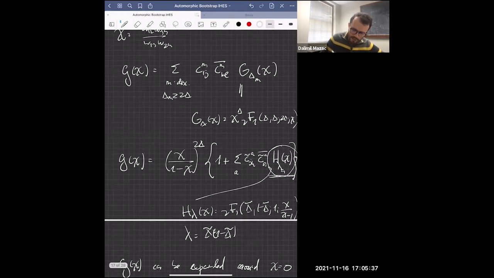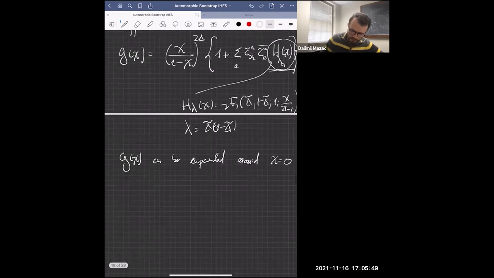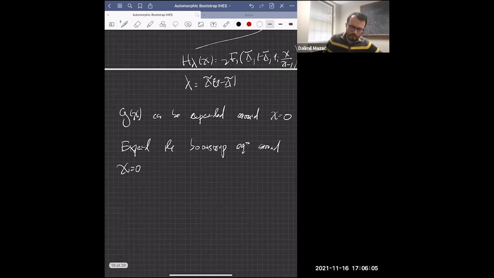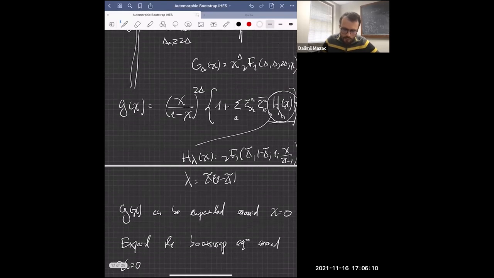So let's just take these two formulas and equate them to each other, because they are the same thing in some range of chi, and in particular they are the same in a power series expansion around chi equals 0. So let's just expand the bootstrap equation. To the mathematician, this is something that we would call the bootstrap equation, around chi equals 0.